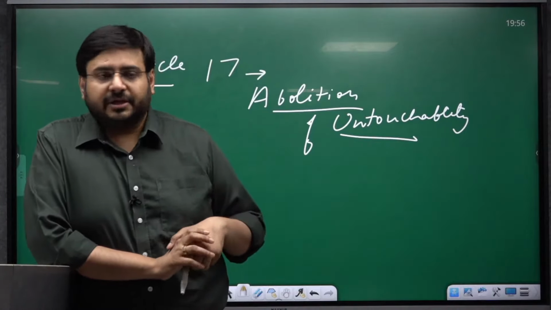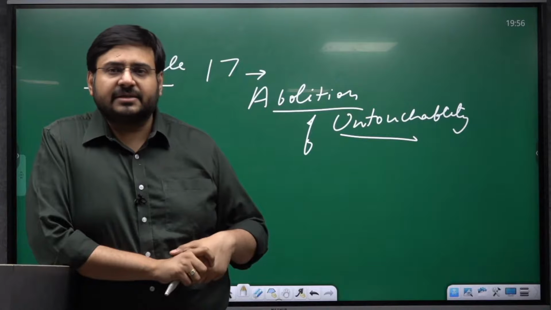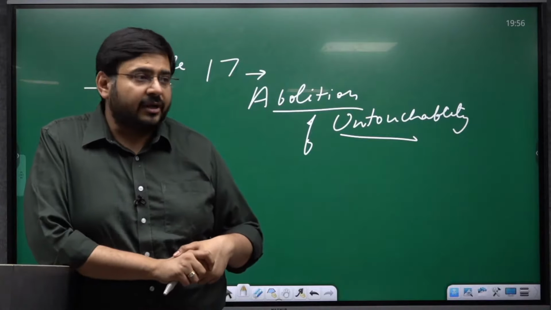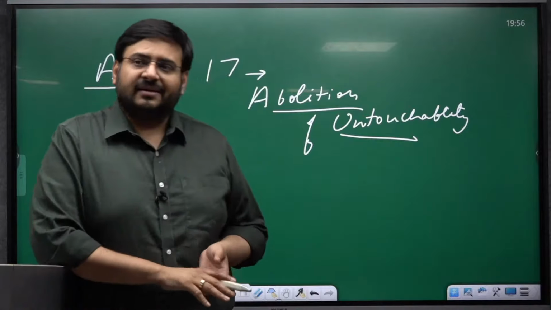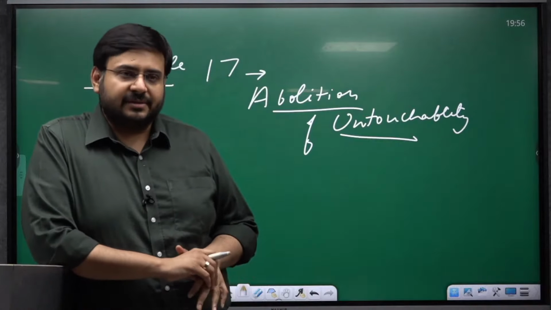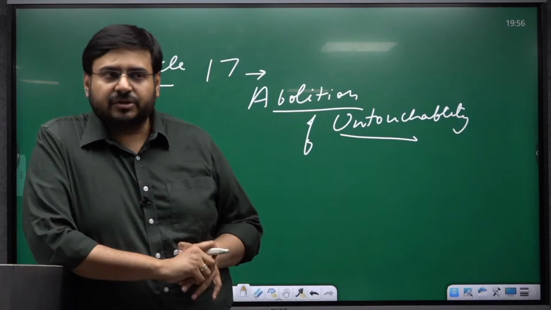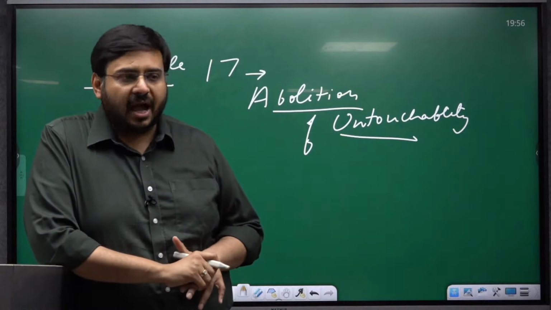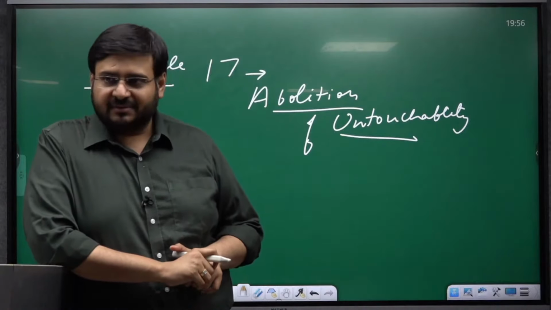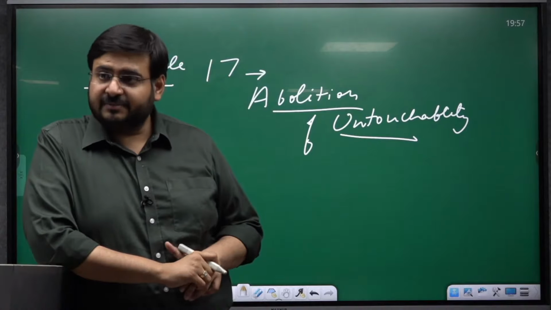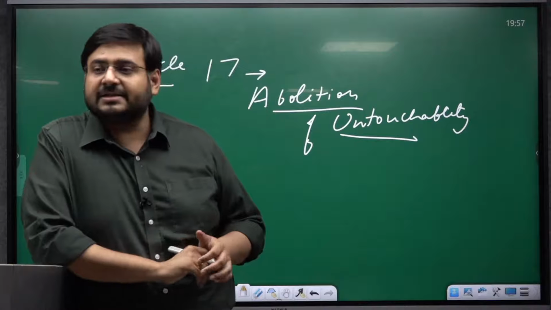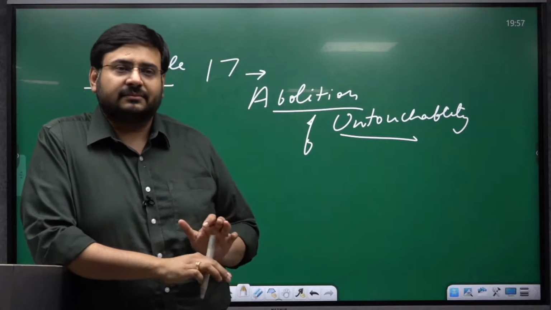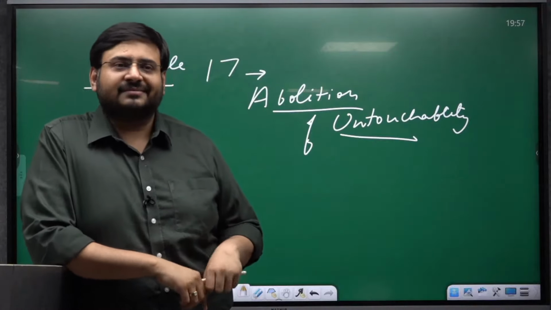Now answer this statement. The term untouchability is defined neither in the Constitution nor in the Protection of Civil Rights Act. False. It has been defined. It is defined in the Act. Very good. Read Article 17 from your notes. Write it in your notes.